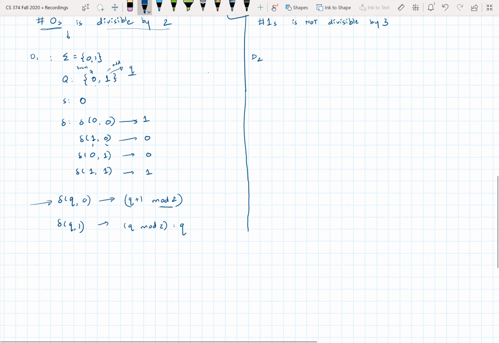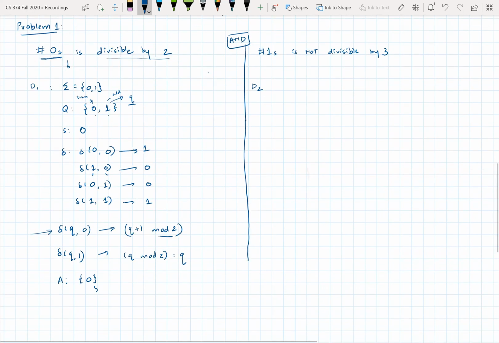And finally, our accept state. So we accept when the number of zeros is divisible by 2. So our accept state is just 0. Remember to put the braces on, because the set of accept states is a set of states, not a single state. Okay.